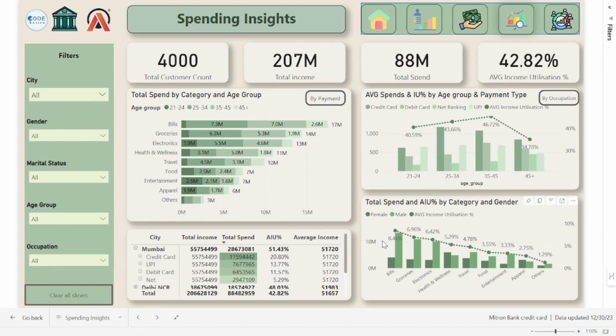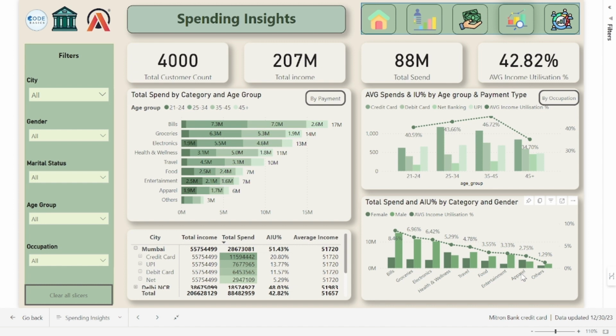This chart shows the total spending and average income utilization by category and gender. We see that our male customers are spending more compared to the female in most of the categories, but when it comes to health and apparel, females are spending more compared to the males.